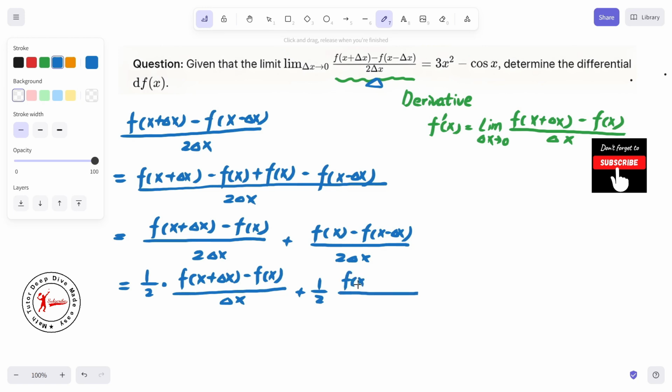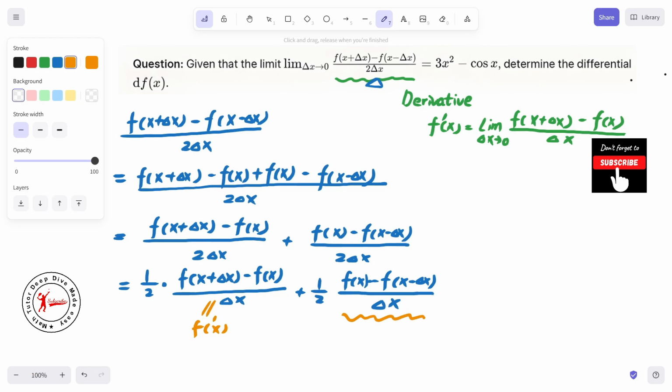We can separate this into two terms. 1/2 times f of x plus delta x minus f of x, divided by delta x, plus 1/2 times f of x minus f of x minus delta x, divided by delta x. Let's look at each term as delta x approaches 0. The first term, f of x plus delta x minus f of x, divided by delta x. This is exactly the definition of the derivative of f at x, because as delta x approaches 0, this quotient becomes f prime of x.